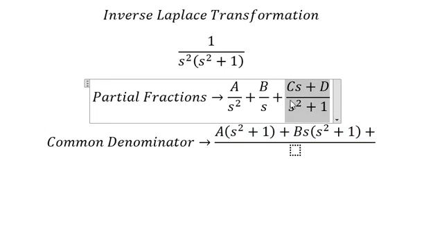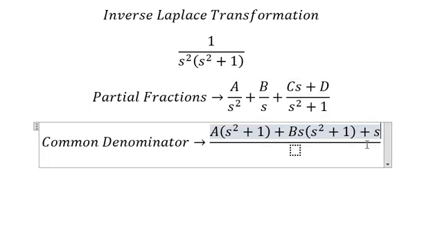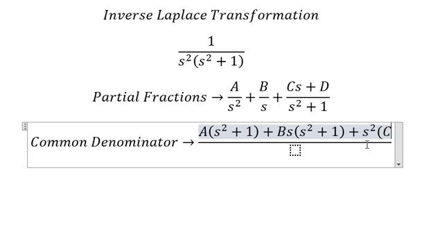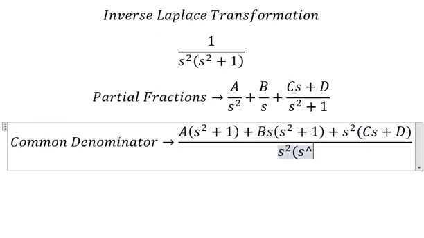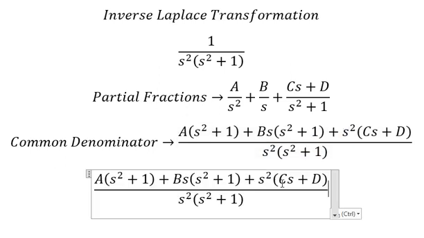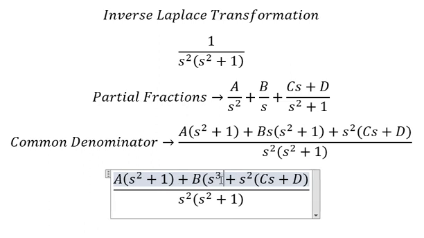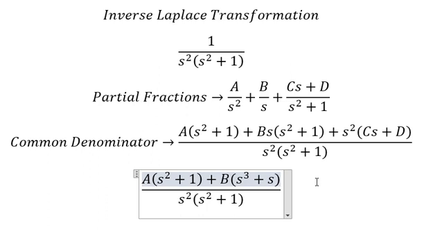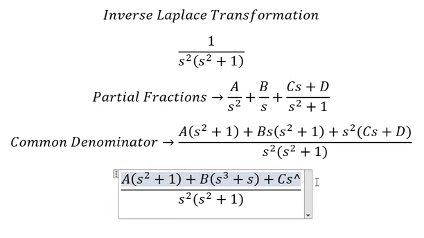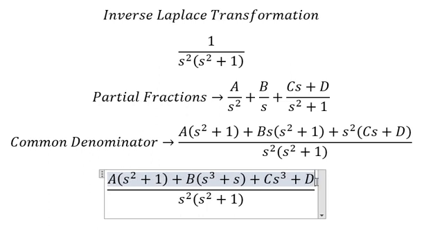This one is missing h squared, so h squared multiplied by Ch plus D. This one we need to expand. This one is Ch to the power of 3 plus Dh squared.